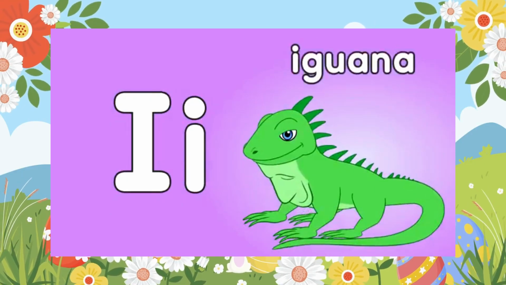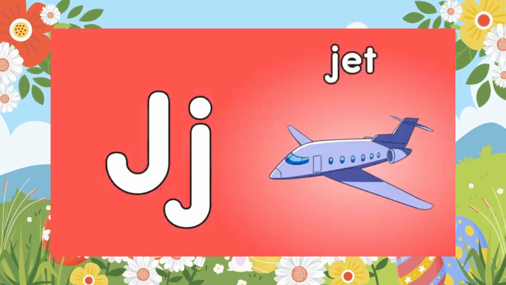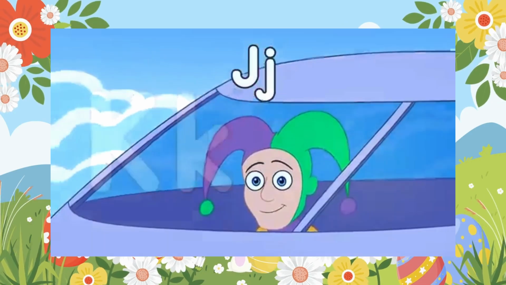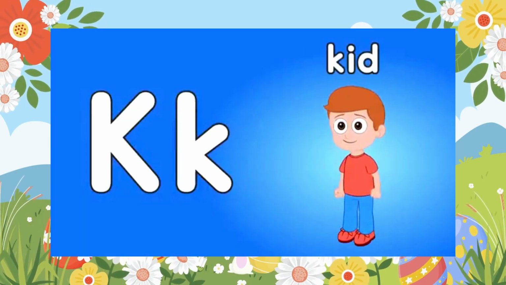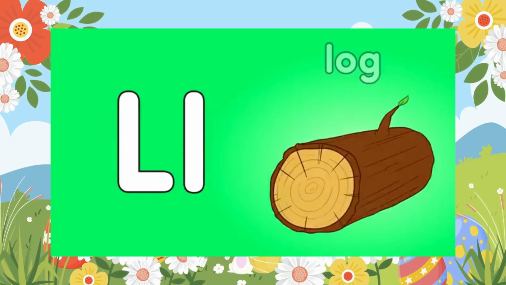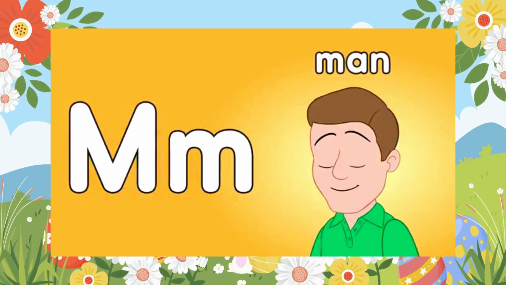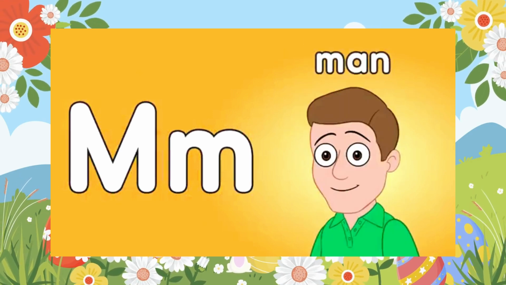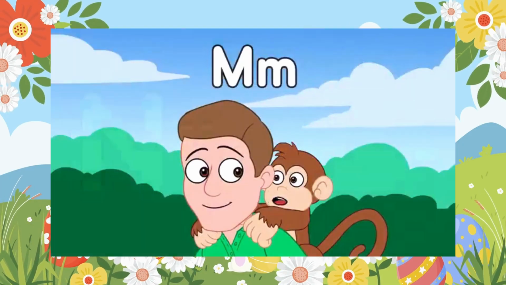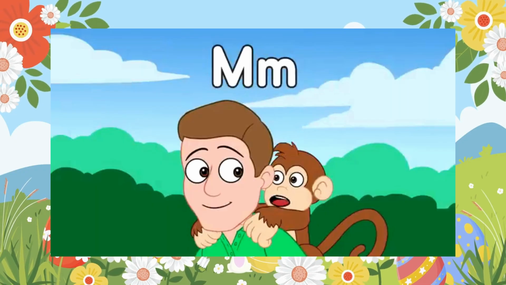L is for lion. L is for log. M is for man. M is for monkey. N is for nut. N is for nest.